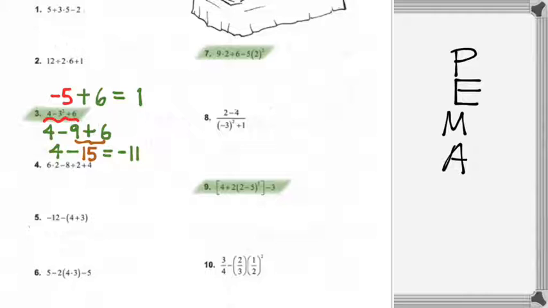P-E-M-A. Multiplication and then addition. And if there happens to be division, turn it into multiplication. If there happens to be subtraction, turn it into addition. And that way, once we get all the operations written as just one of these, now we don't have to worry. So if I apply that philosophy to this problem, we agreed that 4 minus 9 plus 6 seemed like the right way to start.